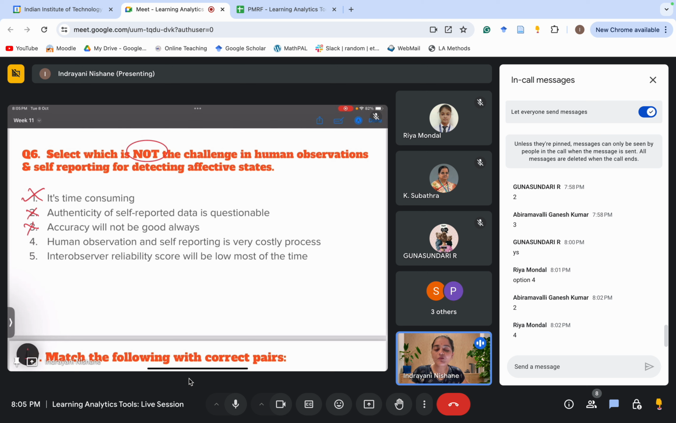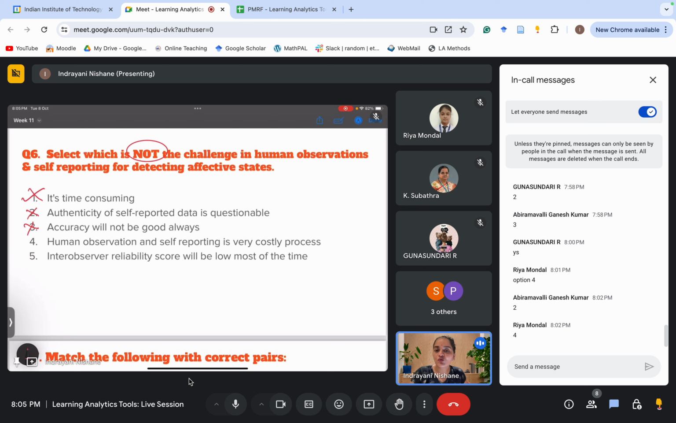And of course self-report is a survey, or you can just float a survey, how are you feeling, or you can sit with the learner and show them their own facial expressions and ask them at this moment, how are you feeling. So cost involved is not so high, because web cameras, which are used for facial recording, are not very expensive. So option 4 is not a challenge, but let's read option 5 also.